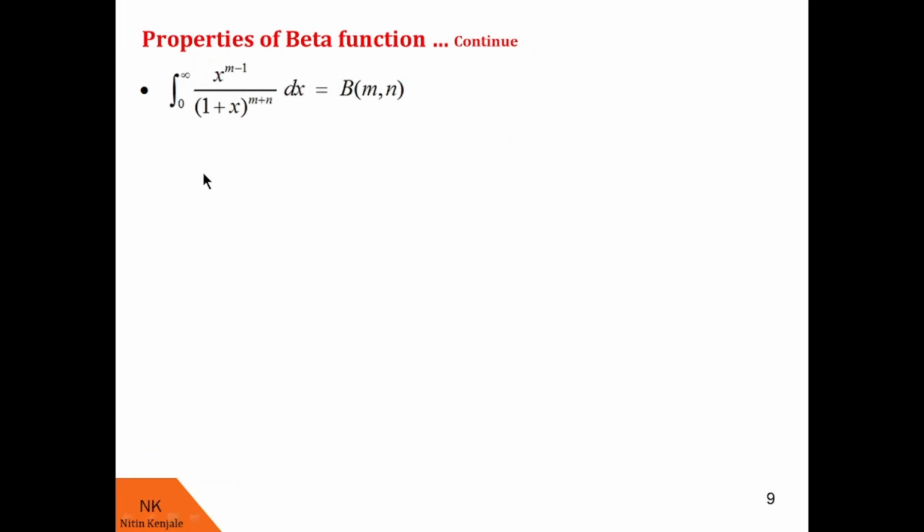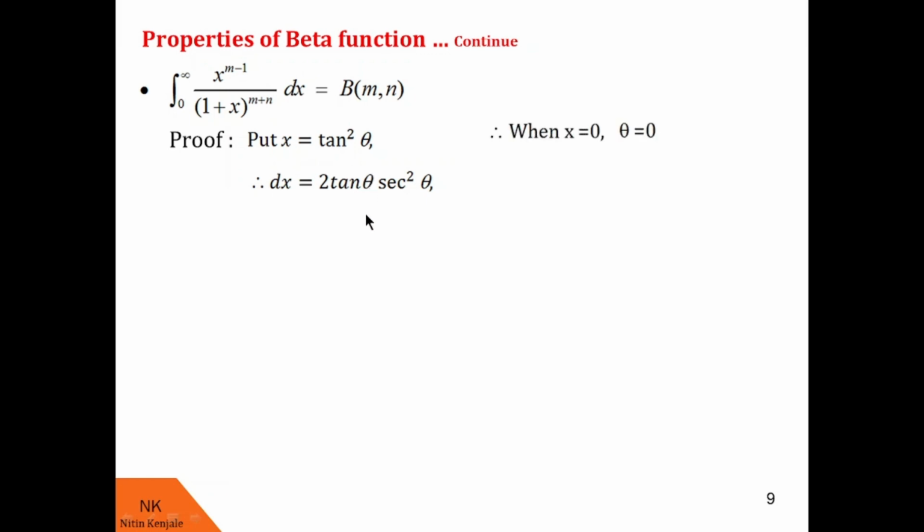Next we will prove that integral of x raised to m minus 1 upon 1 plus x raised to m plus n dx over the limit 0 to infinity is also equal to beta of m comma n. You can consider this statement as third form of beta function. To prove this statement, one has to put x is equal to tan square theta in the left hand side. So dx will become 2 into tan theta into sec square theta d theta. Now we see the change in limits. When x is equal to 0, theta will also be equal to 0. Whereas when x is equal to infinity, theta will be pi by 2.